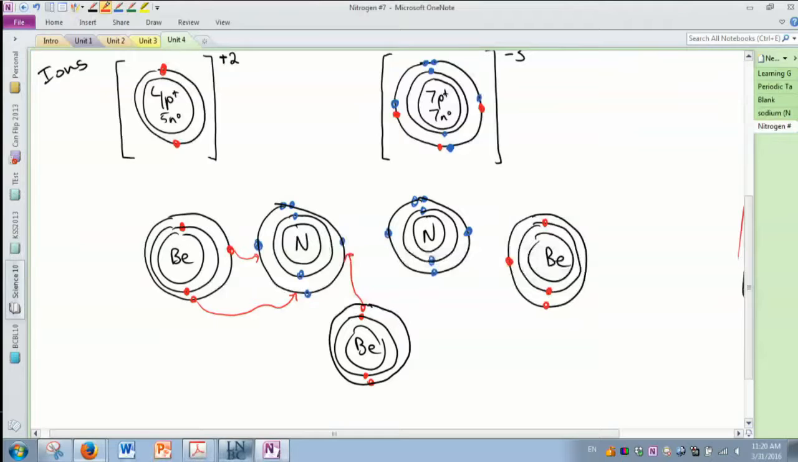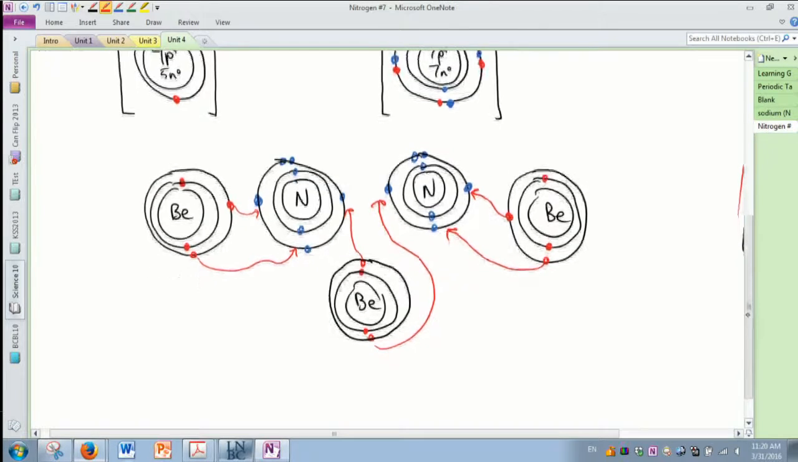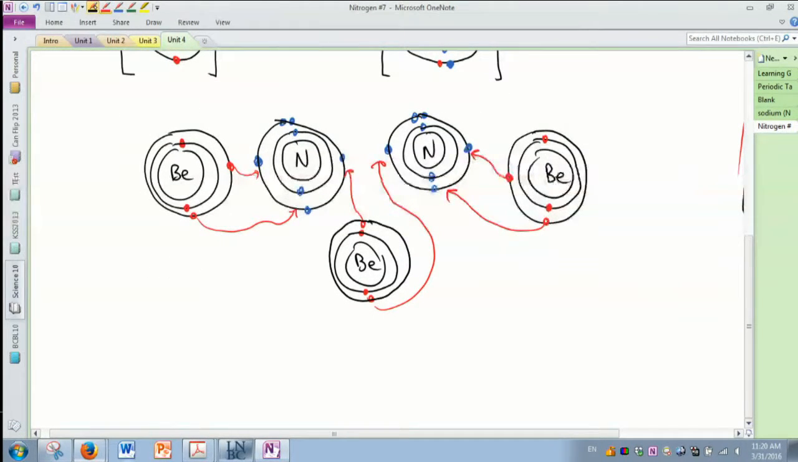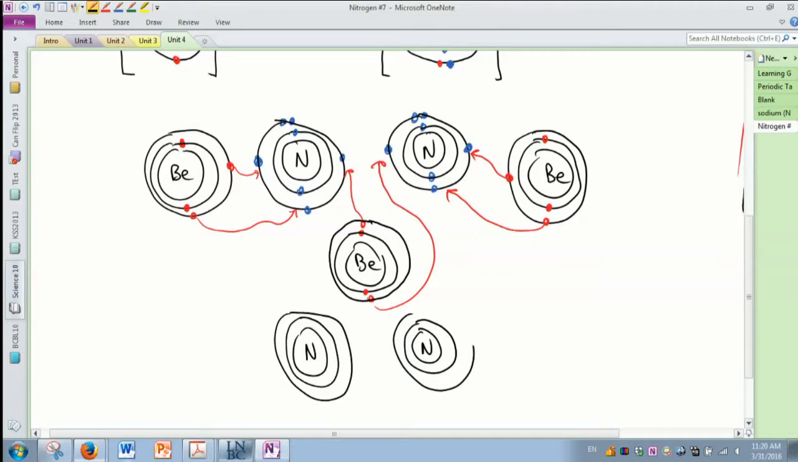All right, so that guy goes there. This guy's going to go here. This guy's going to go here. And that guy's going to go here. So by having the 3 berylliums and 2 nitrogens, it's all going to work out together, and everyone's going to be happy. So I'll draw one last little final diagram here. I have nitrogen, I have nitrogen. So these nitrogens are now going to gain all these electrons, and they will both have a charge of -3.